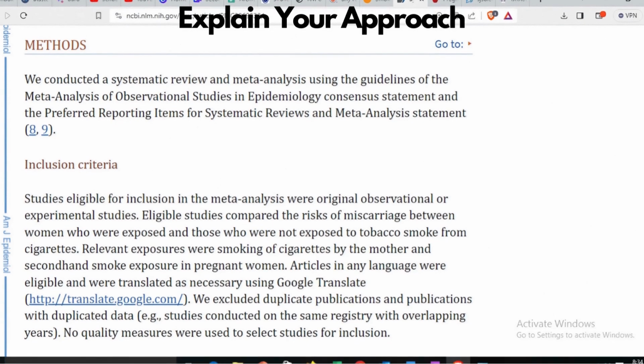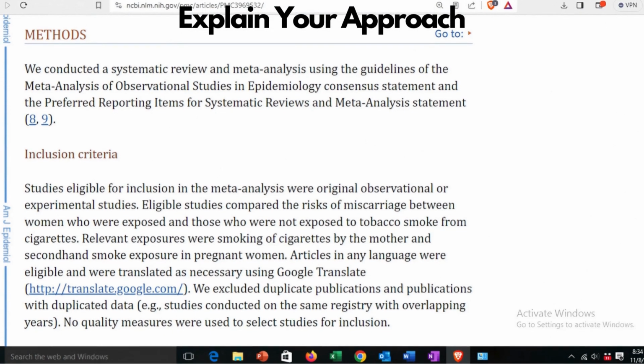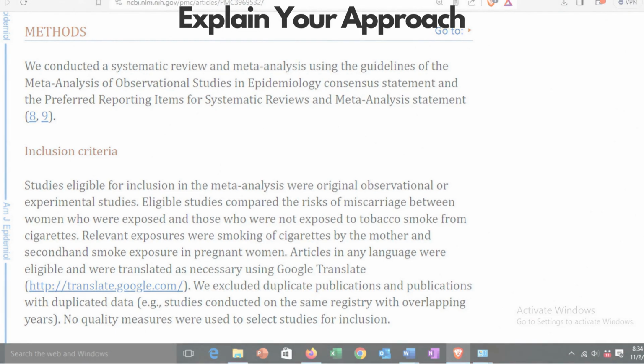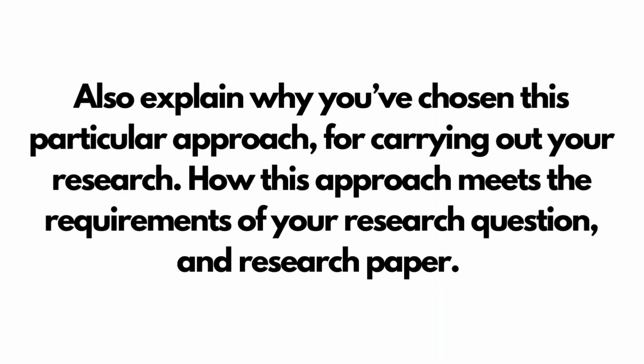Explain your approach. In the first paragraph of your research paper, explain your overall approach. This includes whether your research is quantitative, qualitative, or mixed methods, and the rationale for your choice. Also explain why you've chosen this particular approach for carrying out your research, and how this approach meets the requirements of your research question and research paper.